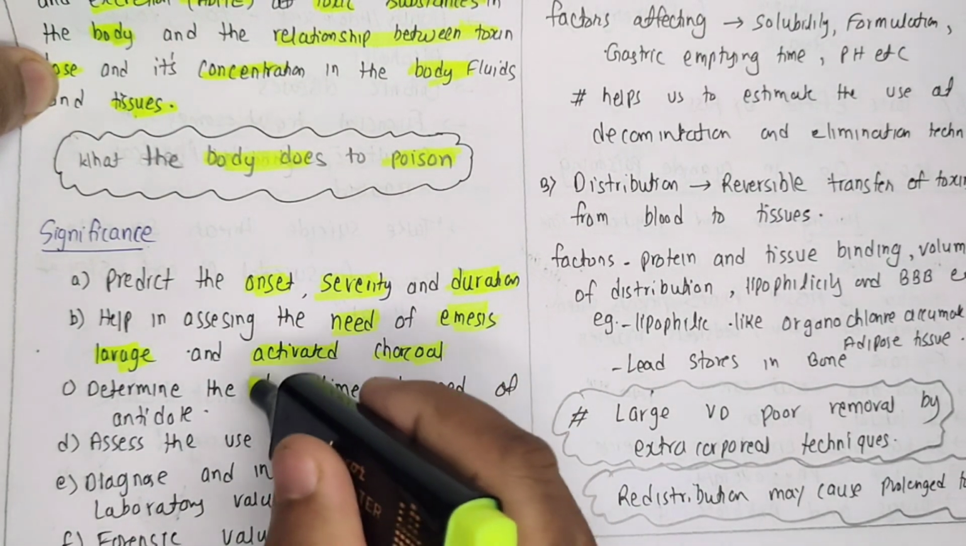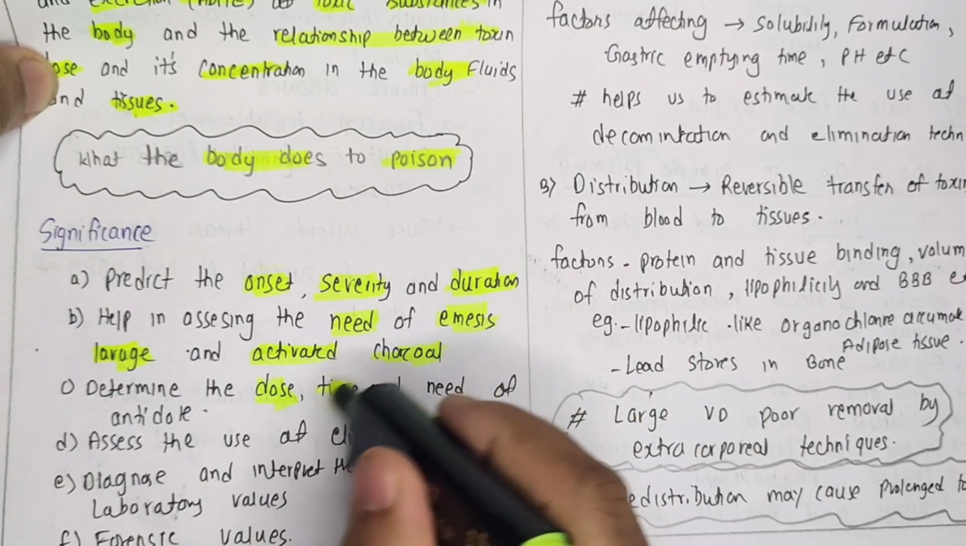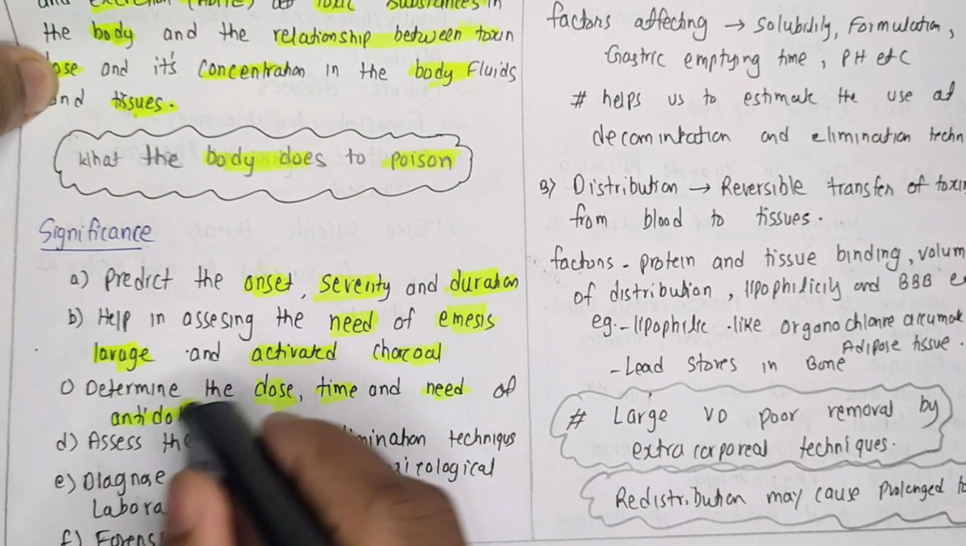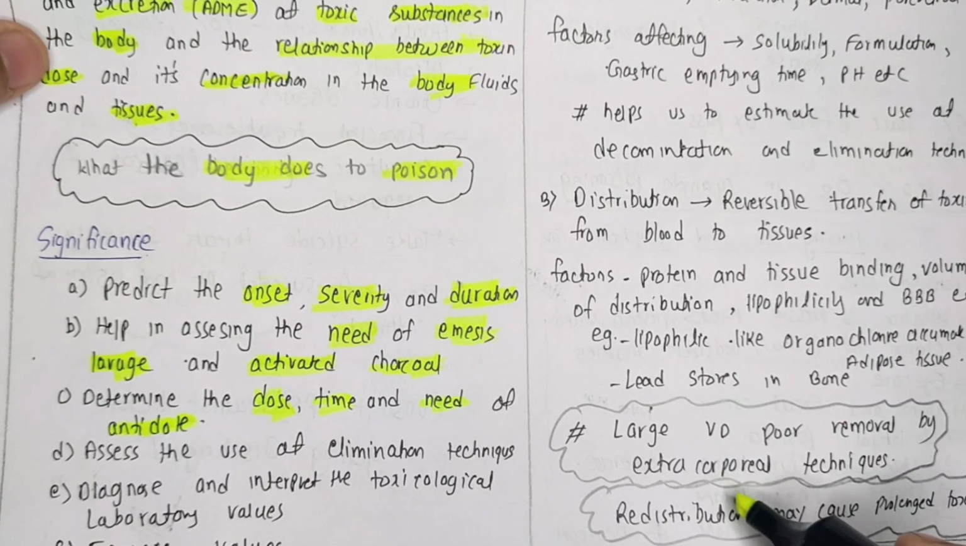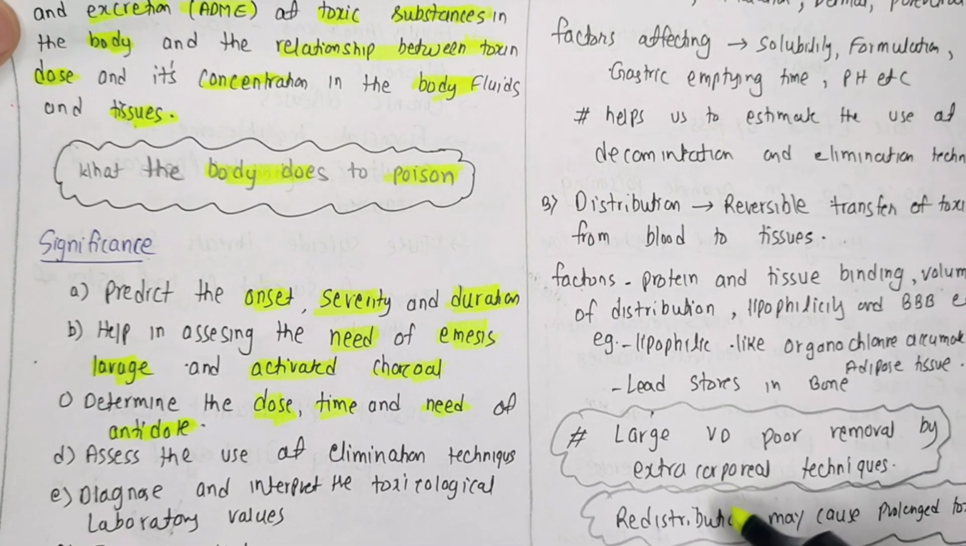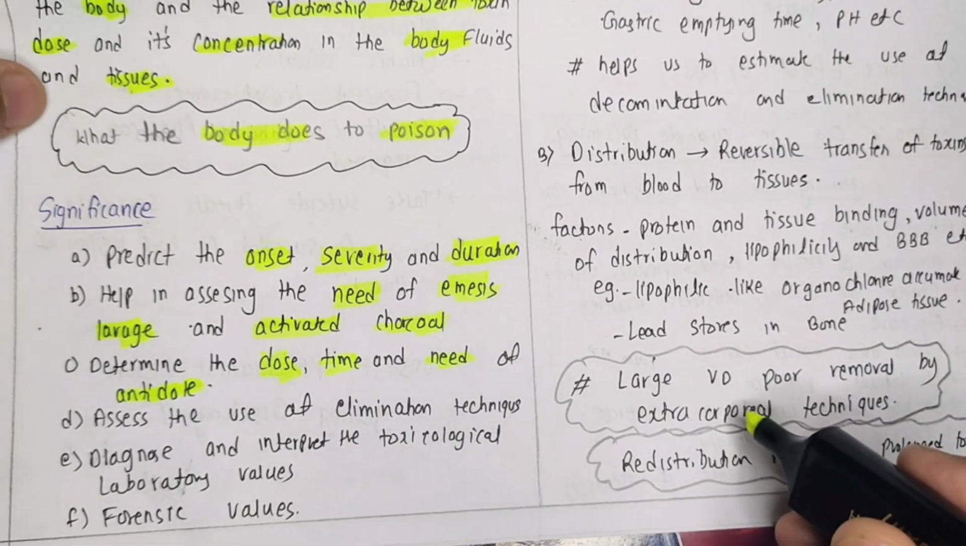It is also useful to determine the dose, time and need of an antidote. If we know the ADME profile of that particular poisonous substance, then only will we get an idea of how we have to calibrate the antidote in that particular poisoning.